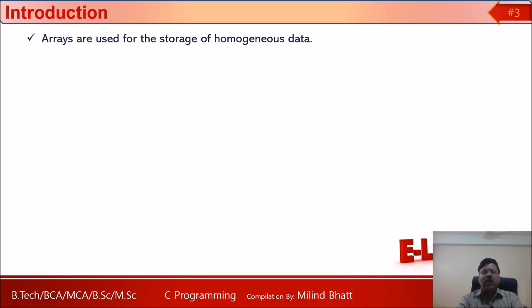So in a background introduction, arrays are used for storage of homogeneous data. We all know that an array stores data elements of a similar data type, that is homogeneous data type. If data elements of more than one type have to be stored, then structures will be helpful in that way.